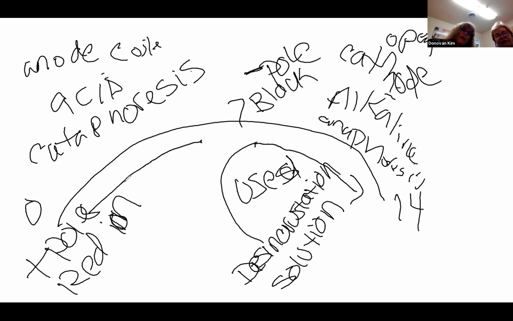I-O-N-T-O-P-H-O-R-E-S-I-S. So iontophoresis, and you do use a solution on this side. What's the solution? Usually a serum, or some type of toner, something you're using to penetrate the skin and nourish it.